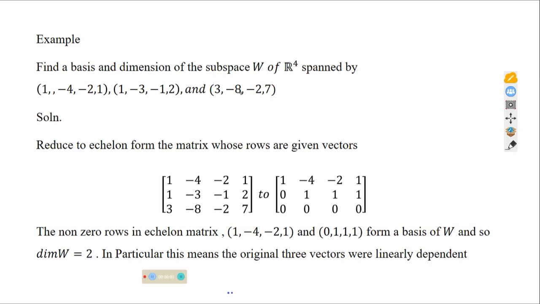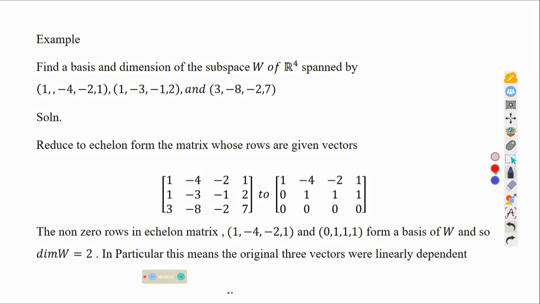We shall now look at some examples regarding the basis and dimension of a subspace of a given vector space. So we shall look at example number 1 here. It says find the basis and dimension of the subspace W of R power 4, which is spanned by these vectors here.